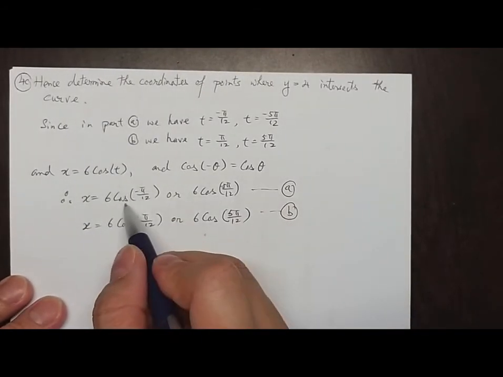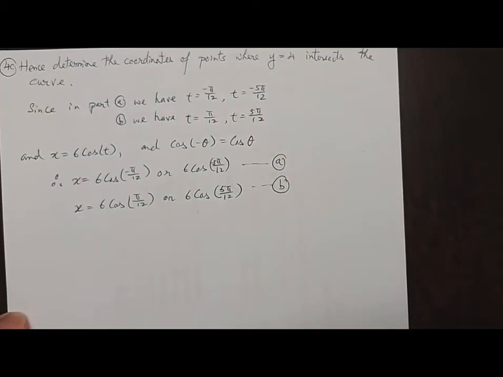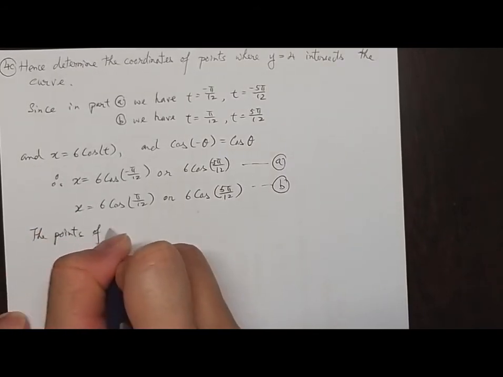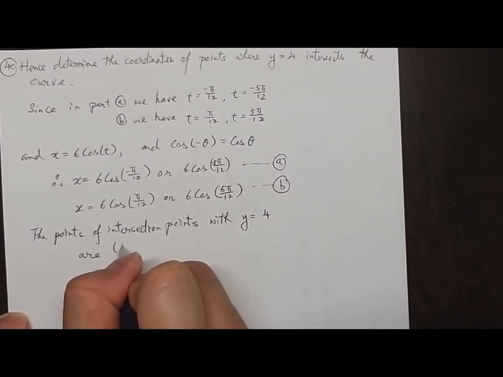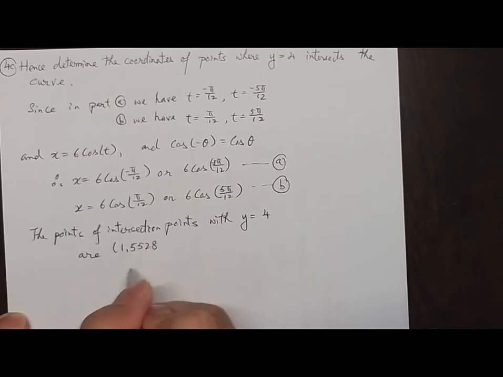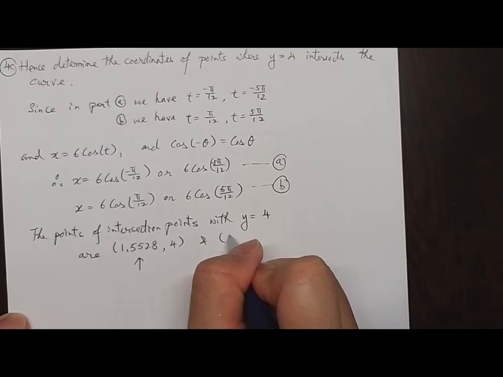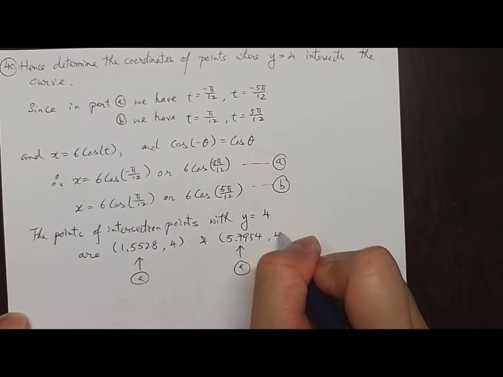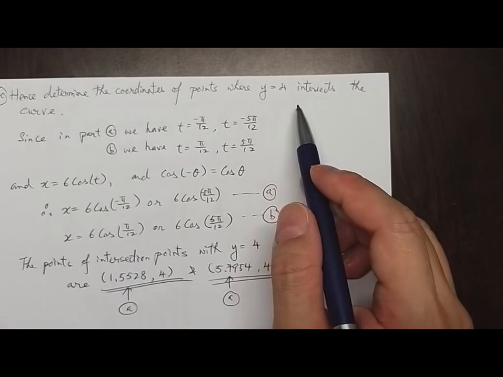And we know that cosine minus pi over 12 and cosine pi over 12 are the same, so the x coordinates should be the same as part A. So we get the points of intersection with y equal 4 are 1.5528, which is what we got in part A, and 4. The other point should be 5.7954, also from part A, and 4. These are the two intersection points of the curve with y equal 4.